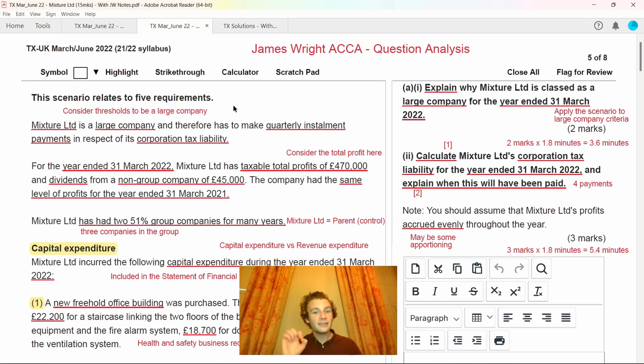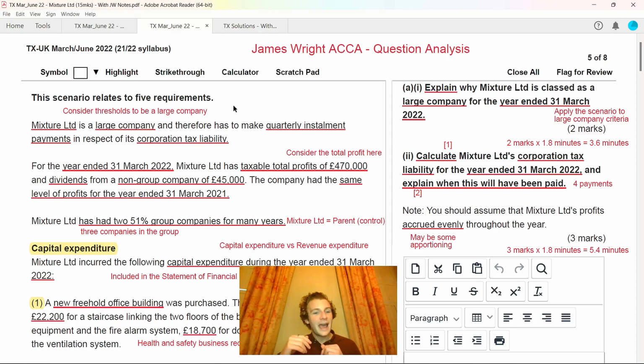For the year ended 31st of March 2022, which again aligns to the requirement A we've just been through, Mixture Limited has taxable profits of £470,000 on there. Again, we've seen that in the requirement. And dividends from a non-group company of £45,000. The company had the same level of profits for the year ended 31st of March 2021. And we'll go through the final sentence.